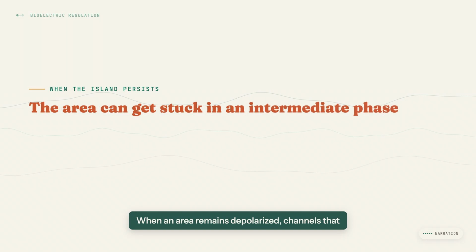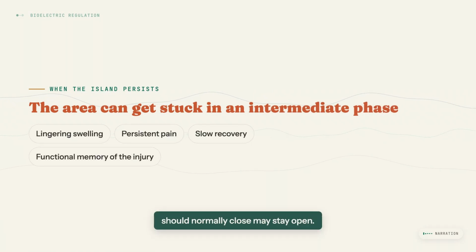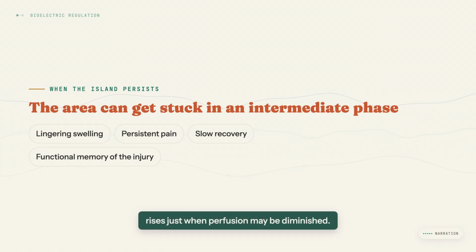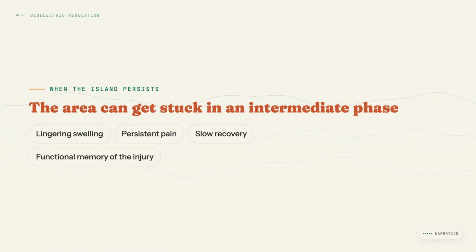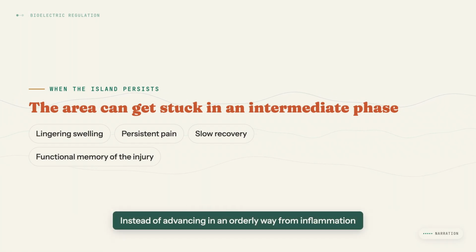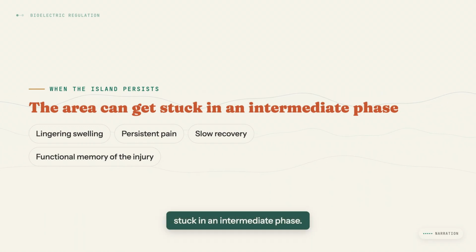When an area remains depolarized, channels that should normally close may stay open. Calcium may keep entering in excess. Membrane pumps work under greater demand, and energy consumption rises just when perfusion may be diminished. The migration of repair cells, the organization of collagen, the response of macrophages, and the way the tissue interprets growth signals may also be altered. Instead of advancing in an orderly way from inflammation toward repair and remodeling, the area can become stuck in an intermediate phase.